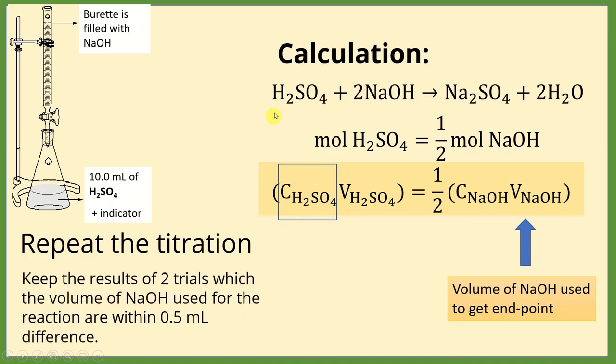For the sulfuric acid, the mole ratio changes to 1 mole of acid needs 2 moles of base. So the equation has to have this number 2 here. Don't forget this. Find out the concentration of sulfuric acid and then complete the report.